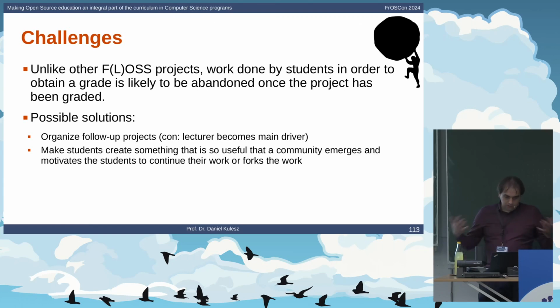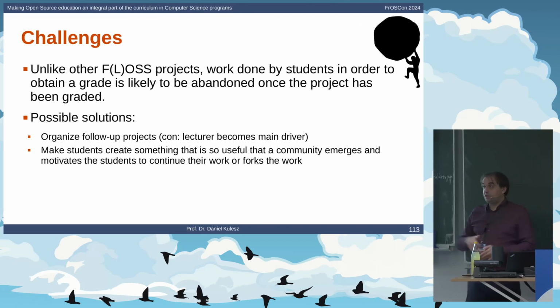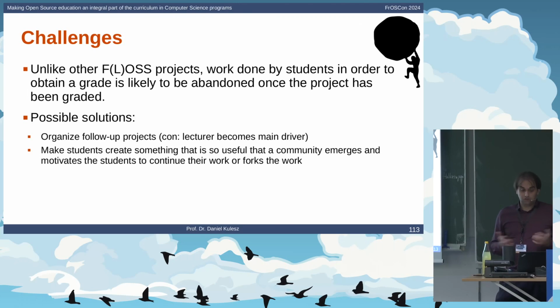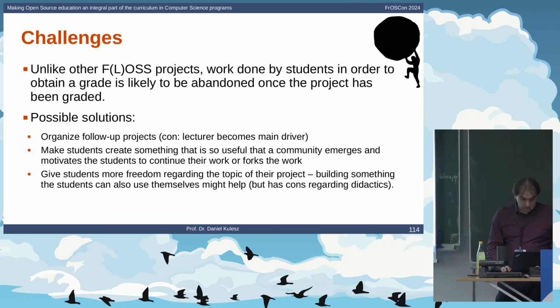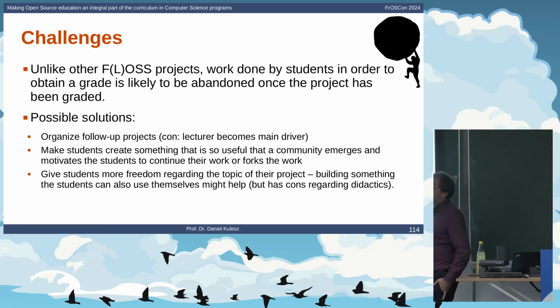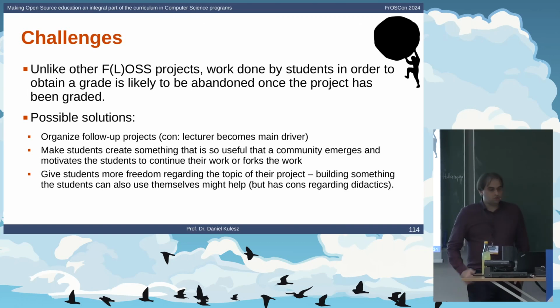Then you can make students create something that is so useful that after they created it, it becomes the great solution, like hopefully BitBlink for programming the LED badges, so that a big community will emerge and other people will contribute, which will motivate the students to go on with their project. Or maybe somebody else will even fork this thing and then it will live on. The last one is to give students much more freedom regarding the topic. This is what we also tried in the Rust programming courses, where students can propose a project which they want to work on. The hope is that they make something that is useful for them as well, and which will motivate them to contribute to the project in the future.